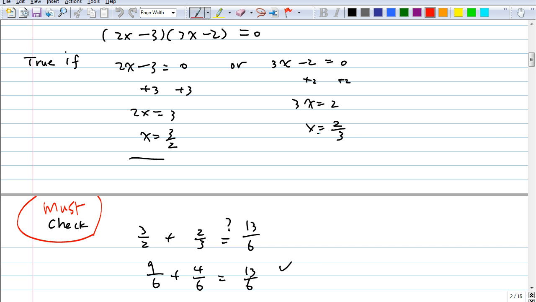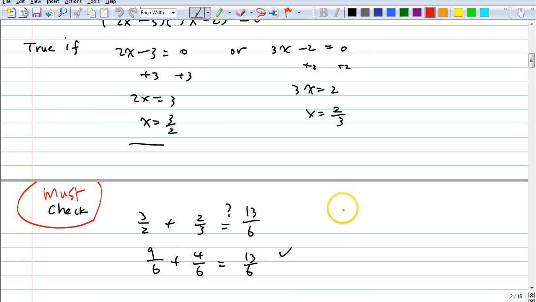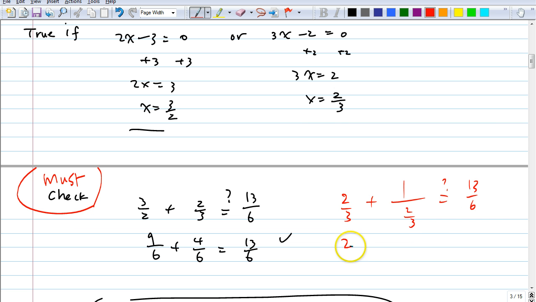Did you guys try? Let's check. 2/3 plus, what's the reciprocal of 2/3? 1 over 2/3, right? Does it equal, put a question mark, 13 over 6? Does it equal that? Well, 2/3 plus, what's 1 over 2/3? 3 over 2, the reciprocal. Does it equal 13 over 6?